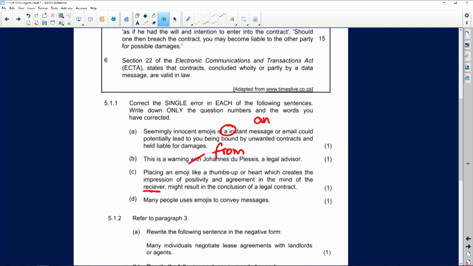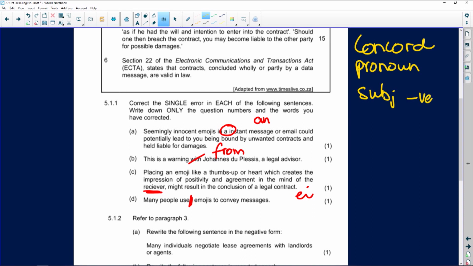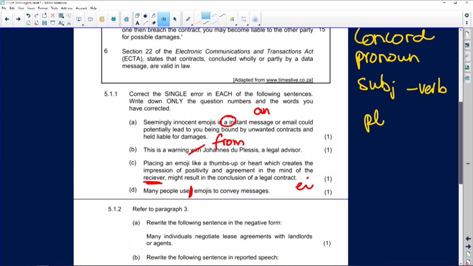Once again, it's spelling. R-E-C-E-I. And the problem here? Correct. Many people use. So this is concord, and the same way that we had concord last time. Remember, concord, there are two kinds of concord. One is the pronoun concord, and one is the subject-verb concord. Well, those are the concords you're usually asked. So here, plural subject, plural verb. The one we had earlier was singular subject, singular verb.